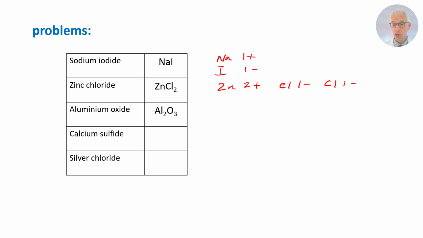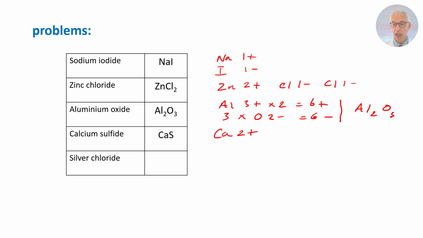Aluminium oxide, a little bit more tricky. Aluminium is a 3 plus ion, so I've got 2 of those, so that will come to 6 plus in total. So I need 3 times oxide at 2 minus to give me 6 minus. So that will give me Al2O3, 2 aluminiums and 3 oxygens. Calcium sulfide, please note sulfide, a calcium ion in group 2, a sulfur ion in group 6. One of each sums to 0.